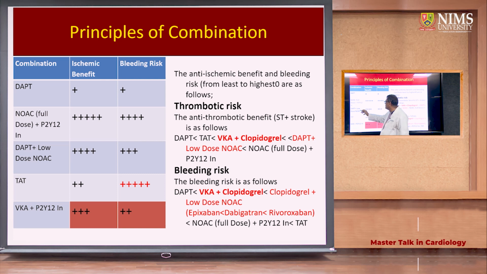Also, you can combine DAPT with low dose NOAC. That is another possibility which has a good ischemic benefit as well as bleeding risk. But the highest bleeding risk is there when you use triple antiplatelet therapy, which means that you use dual antiplatelet full dose, and then you also use full dose anticoagulation. So, that triple antiplatelet therapy will have a very high risk.